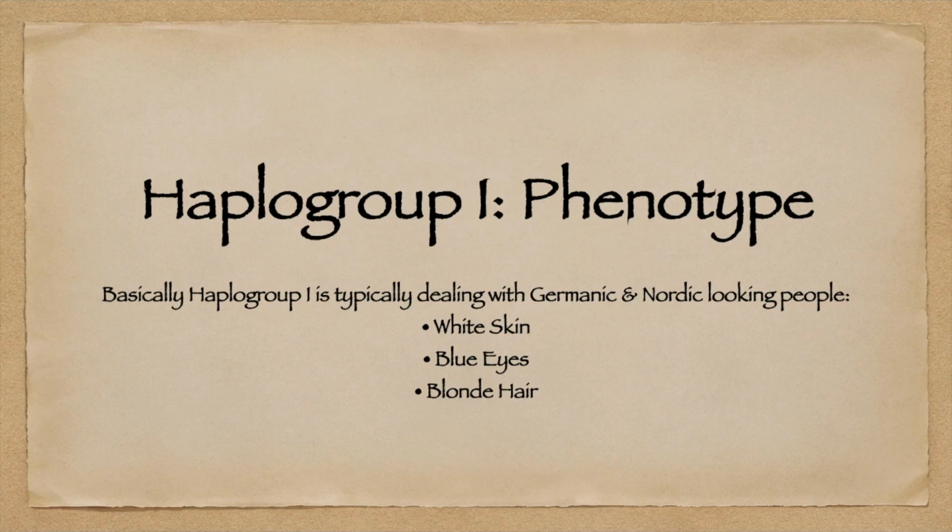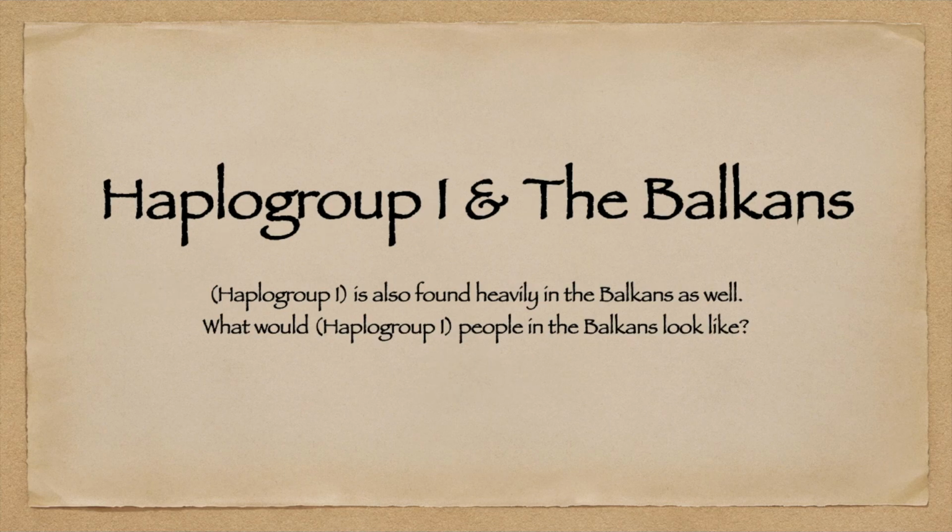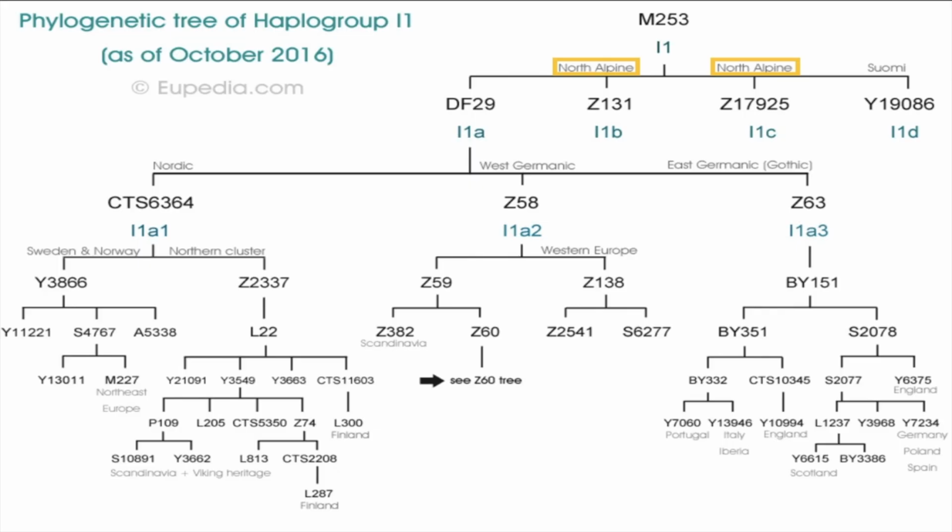So basically, haplogroup I is typically dealing with Germanic and Nordic looking peoples, white skin, blue eyes, and blonde hair. Haplogroup I is also found heavily in the Balkans as well. So what would haplogroup I people in the Balkans look like? So this would be dealing with northern Alpine peoples.